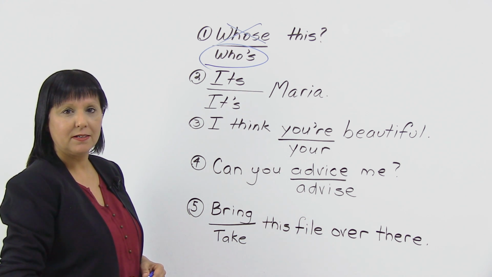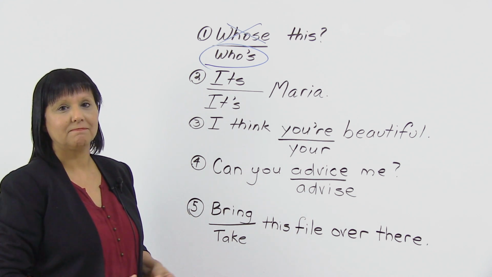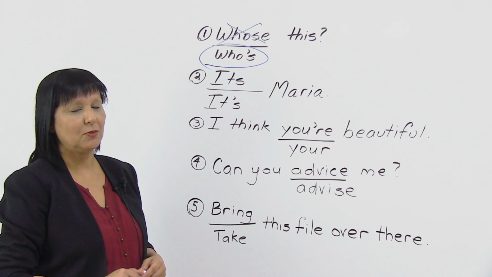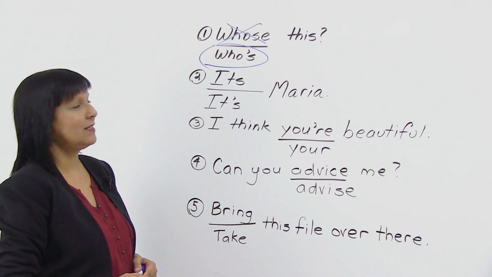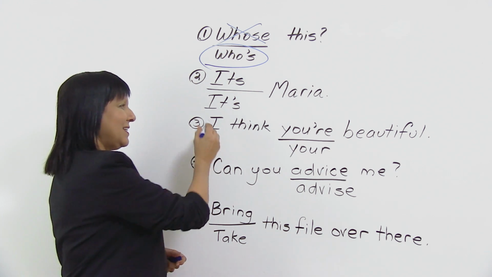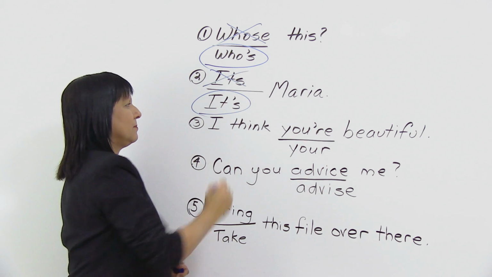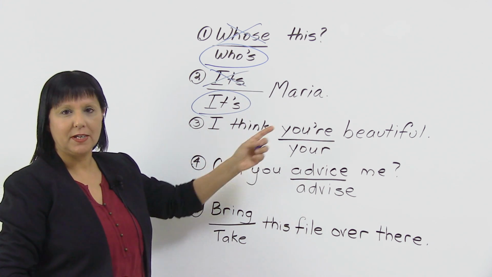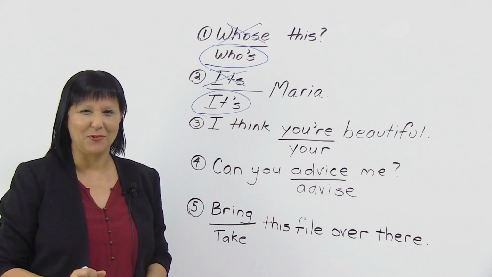It's Maria, or its Maria. Another homonym. A lot of people get this wrong, so look at it carefully. What should it be? I hope you said that this is correct and this is wrong, okay? Because this again means it is Maria. And the other one is the possessive form, okay?